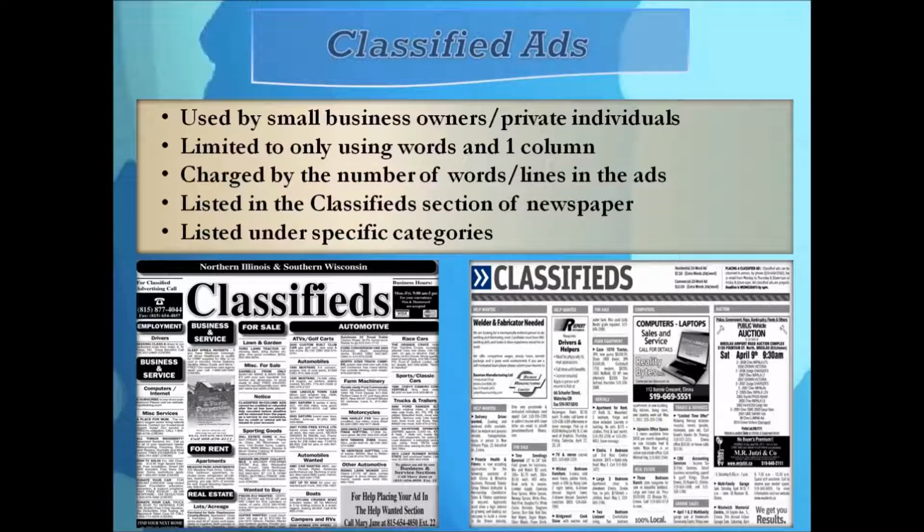Classified ads are limited to only using words to advertise. No special fonts, borders, or pictures are allowed, and they are confined to just 1 column. Classified ads are also the cheapest of the 3, and they are either charged by the number of words or lines in the ads. In addition, all of the classified ads are listed in the classified section of the newspaper and are listed under specific categories.